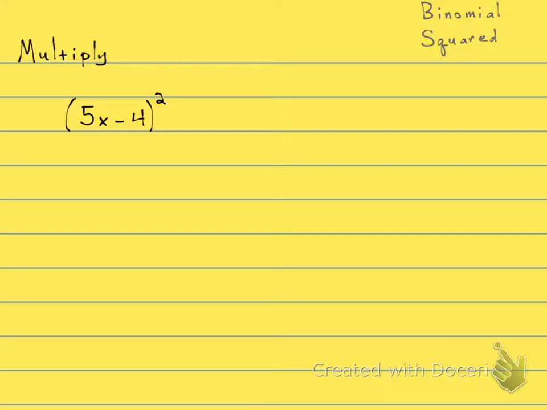We are going to multiply this binomial, two terms, and it is a binomial squared. What you must do is write this out twice, okay? You cannot just square the first part and square the second part. If you see a plus or a minus, and it is a binomial, you must write it out. When in doubt, write it out. So it's 5x minus 4 times 5x minus 4.